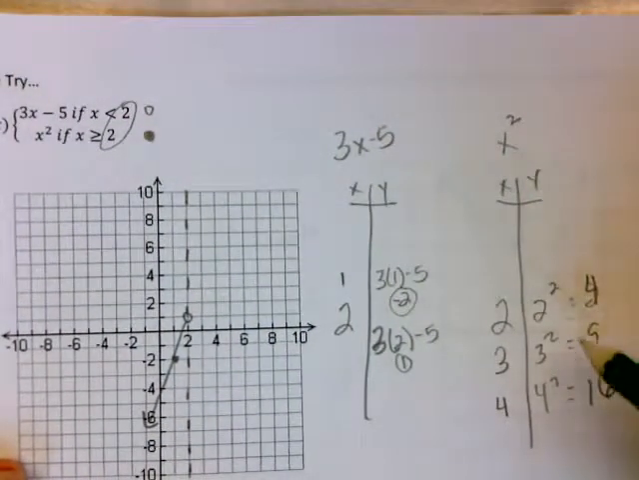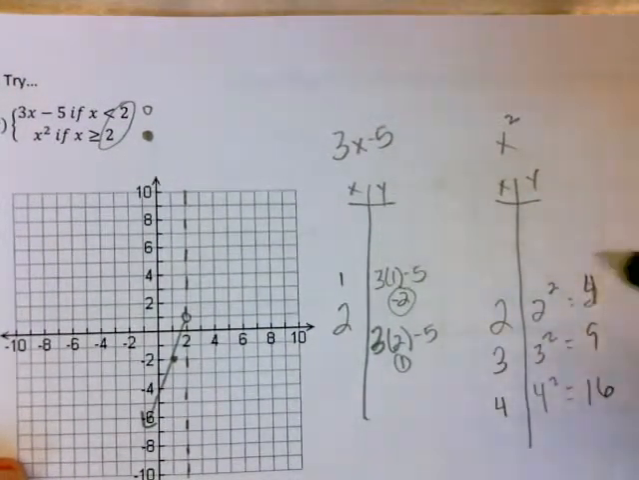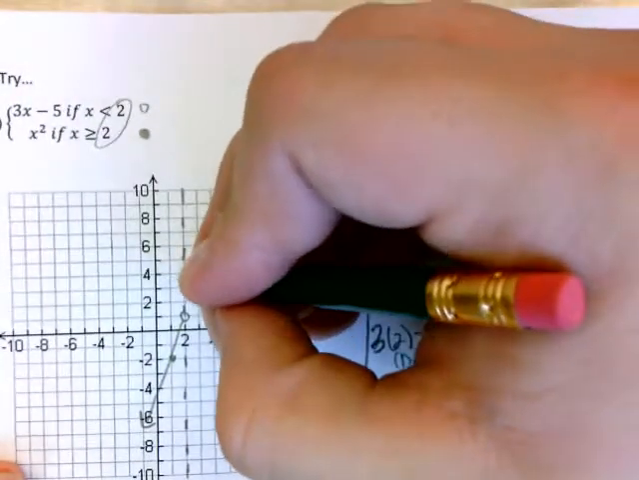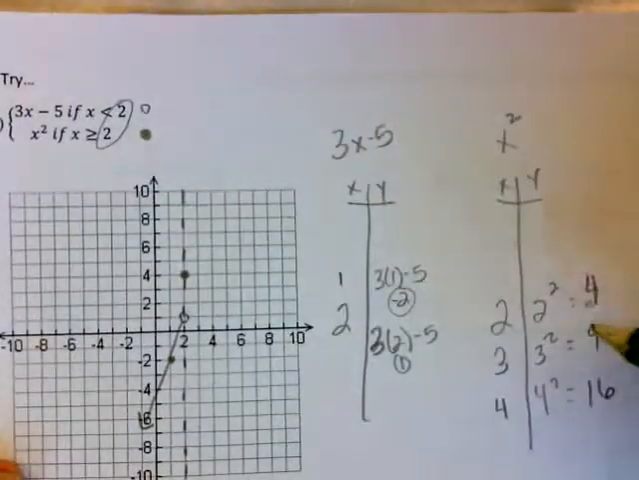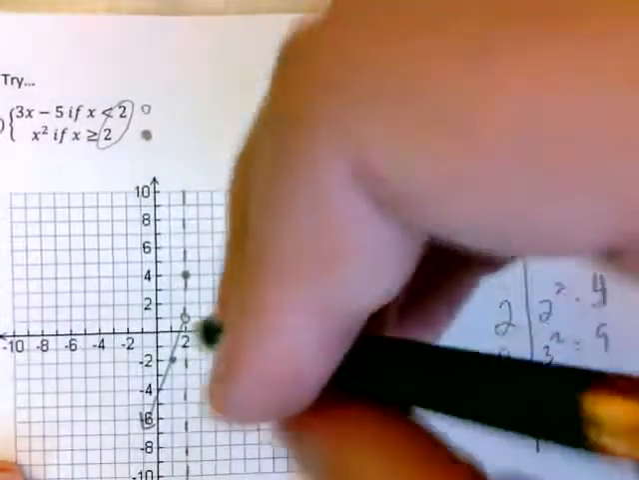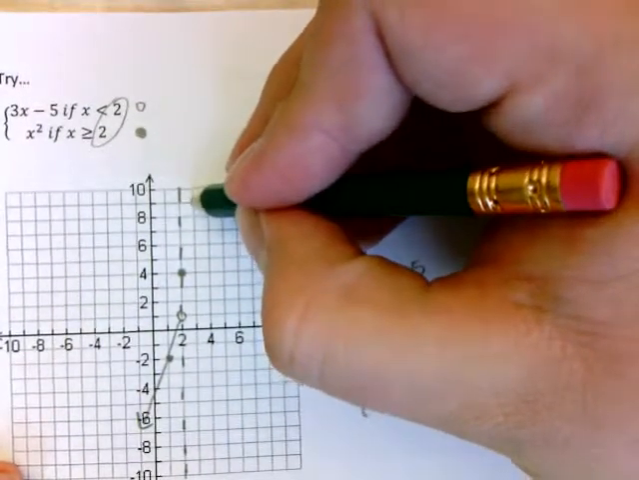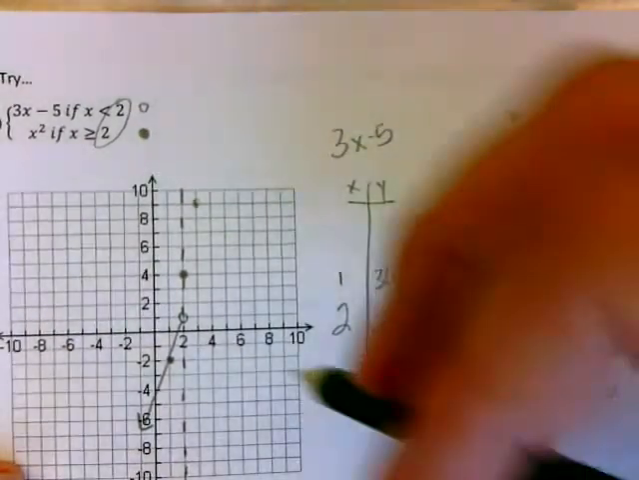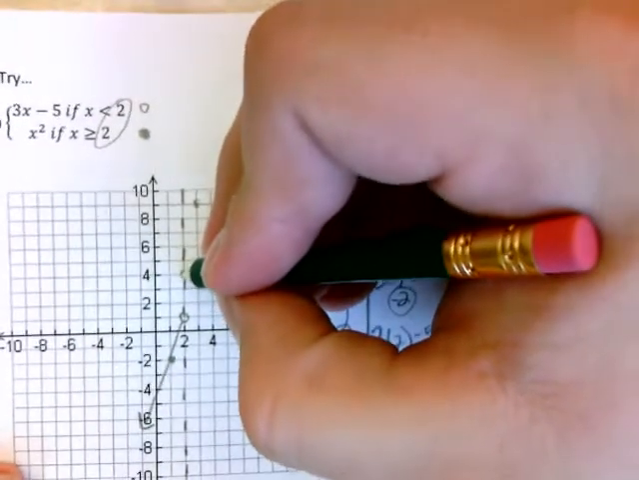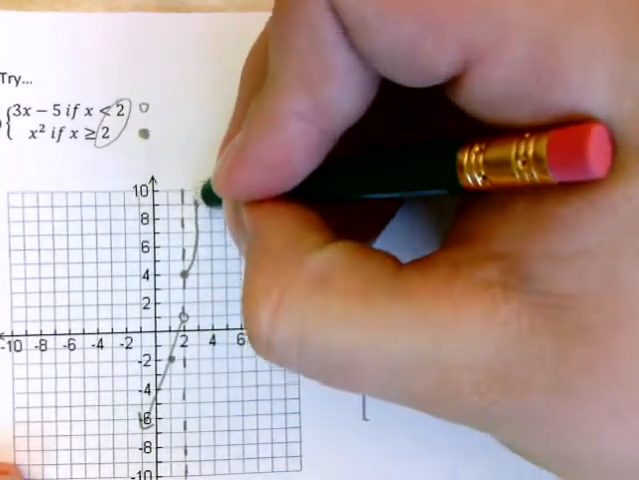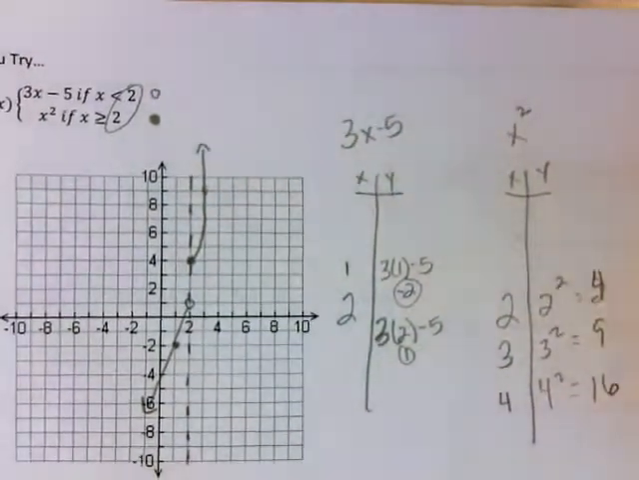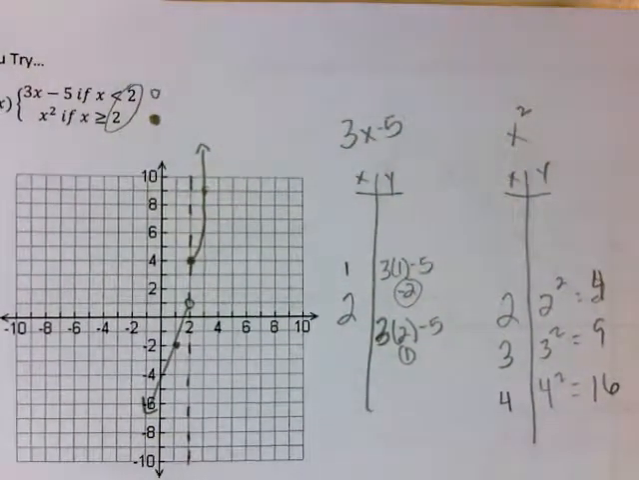The next one, all right, it's going to be at 2, 4. So 2, 4. It's going to be closed dot. 3, 9. So we're going to go 3, 9. All right. I can't really put 4, 16 on there, so I'm just going to draw this. So this is a parabola, so it makes a little U-shaped thing. So it goes like that. That is the piecewise function. We're going to work on that a little bit more in class.